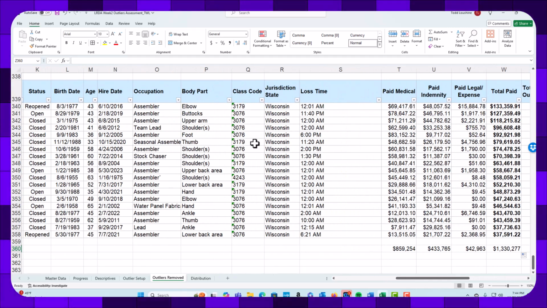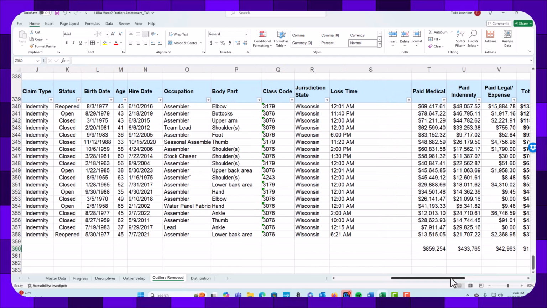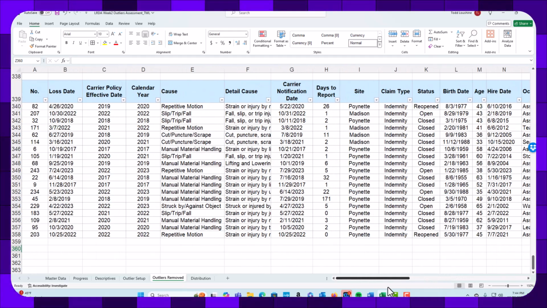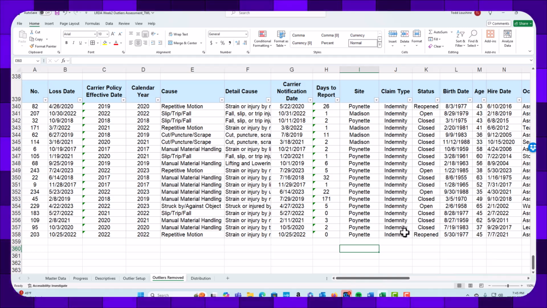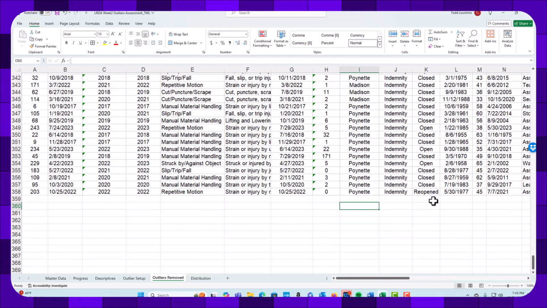We're all in Wisconsin. All right, so let's look at some of this stuff. So first of all, which site are we? Is it Madison or Poynette? They're all indemnity, as they would be, right? The more severe the incident, usually, the more likelihood there's an indemnity payment that goes with it.